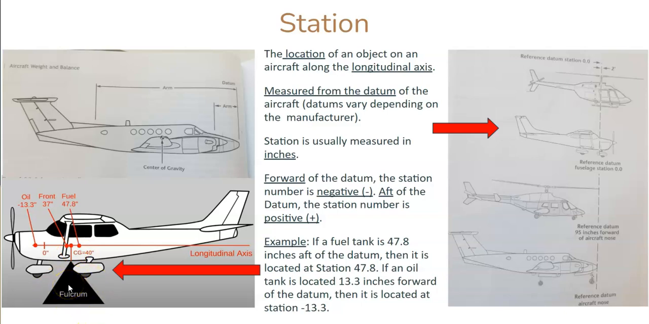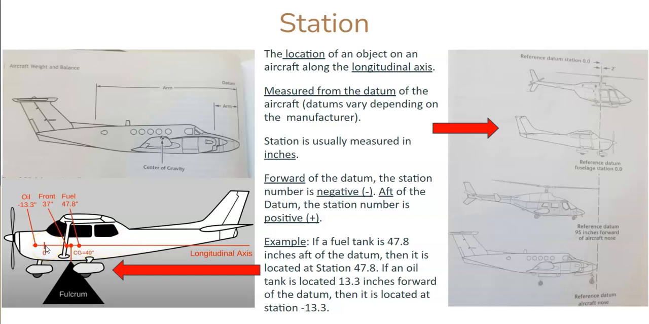So naturally, since distance is so important, we need a good way to measure that. And one of the ways that we measure that is something called stations. A station is the location of an object on an aircraft along its longitudinal axis. So from forward going back in this direction.